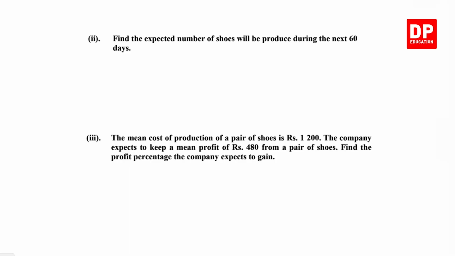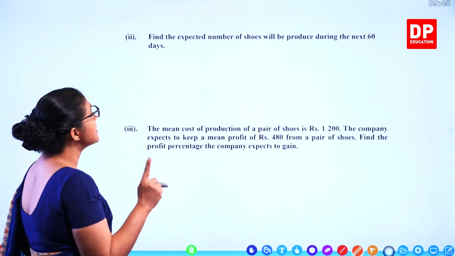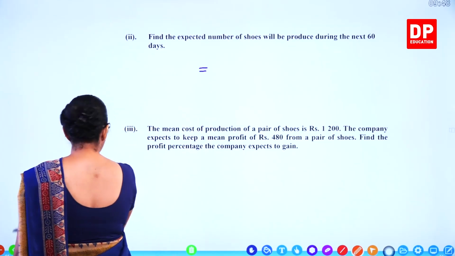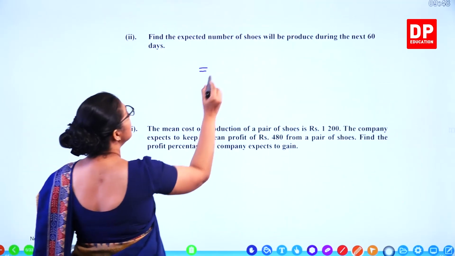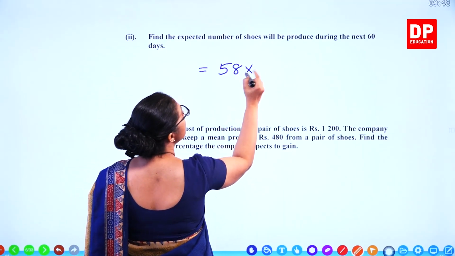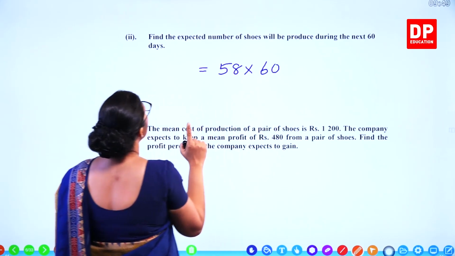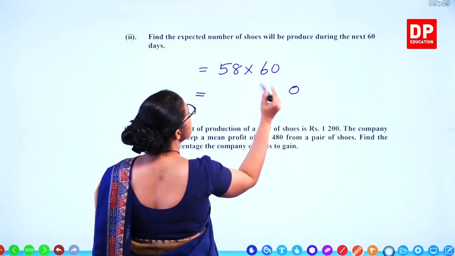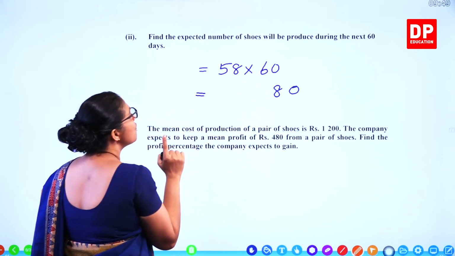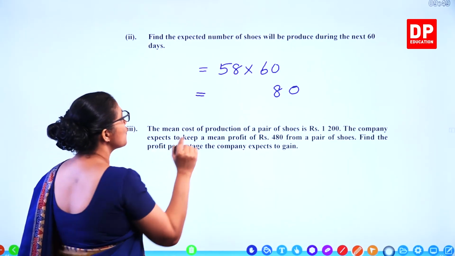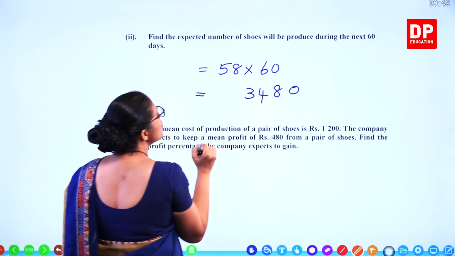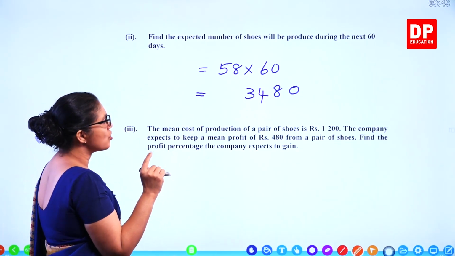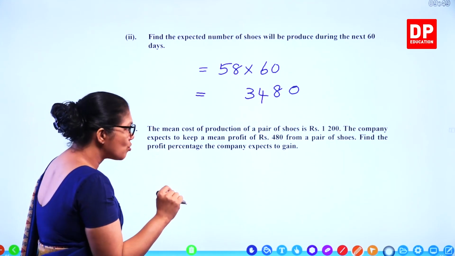Find the expected number of shoes that will be produced during the next 60 days. So one day, how many shoes? 58. That's for one day, and multiply by 60 for 60 days. So total number of shoes: 6 times 8, 48, 4 remaining, 6 times 5, 30 plus 4, 34. 3,480 shoes altogether.